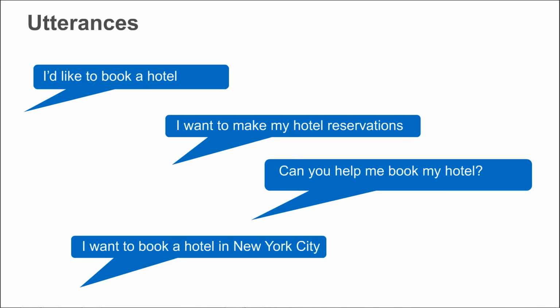So here's some samples for utterances. I'd like to book a hotel, make hotel reservations. Can you help me book my hotel? I want to book a hotel in New York City. So these are various ways in which your customers will interact with the bot.